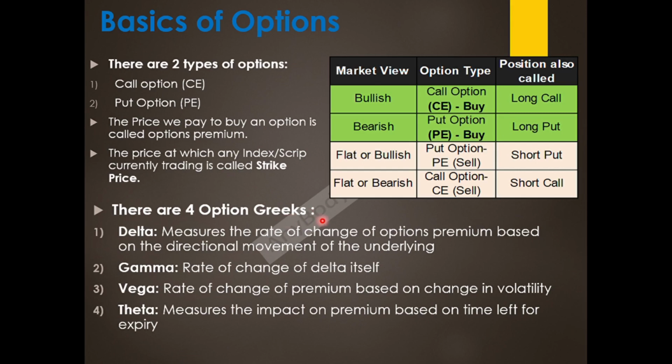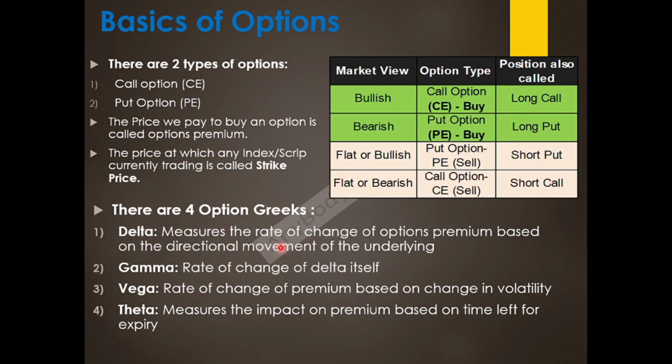There are majorly four option Greeks in any option, let it be a call option or put option. The first option Greek is delta. Delta measures the rate of change of option premium based on the directional movement. Suppose the market is now trading at 18,500, and you are bullish for the day and buy the same level 18,500 call option, then your delta will be around 0.50.